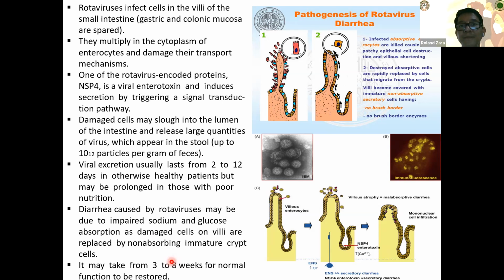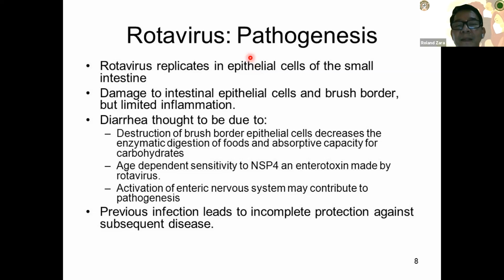Okay, so this is the summary of the pathogenesis again. Okay, so there will be the destruction of the epithelial cells. Di ba mag-i slough. There will be sloughing off of these epithelial cells, and the epithelial cells are the absorptive capacity of the intestine. Kaya lang magtatanggalan sila, papalitan ng immature, non-absorptive cells. Okay, so there is damage to intestinal epithelial cells and brush borders, but limited inflammation. So there will only be mononuclear cells. Okay, there will be no macrophages, there will be no polymorphonuclear cells, only limited inflammation.